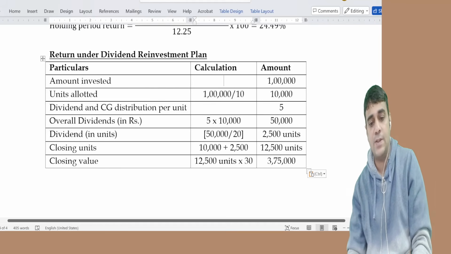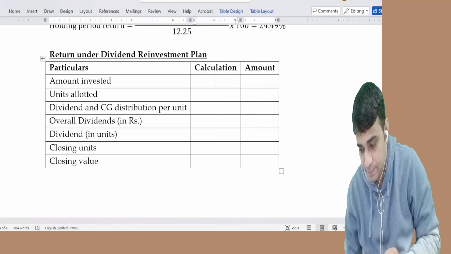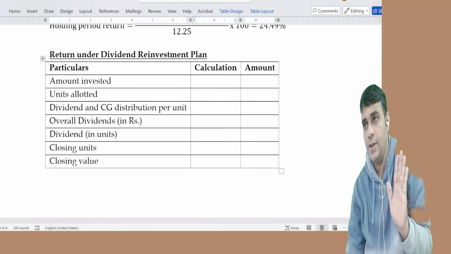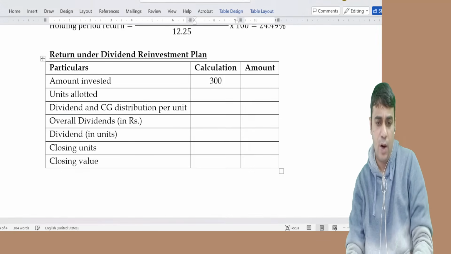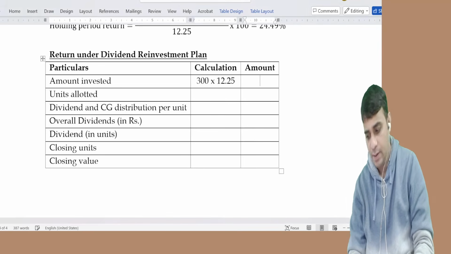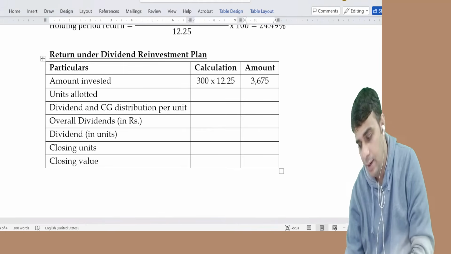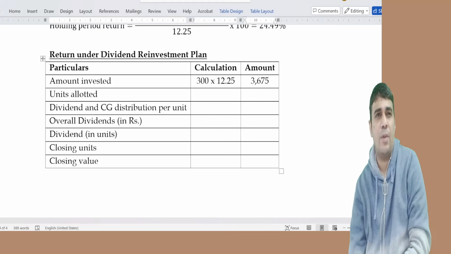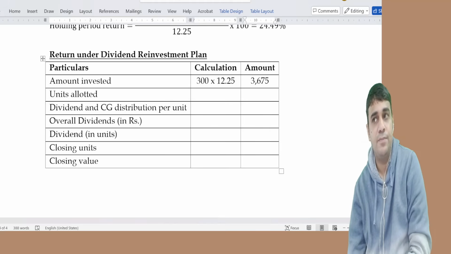First is amount invested. Exactly the same points. How many units did we buy, at what rate? 300 into 12.25. 3675. Exactly the same thing we are going to write. No change in the format, nothing.